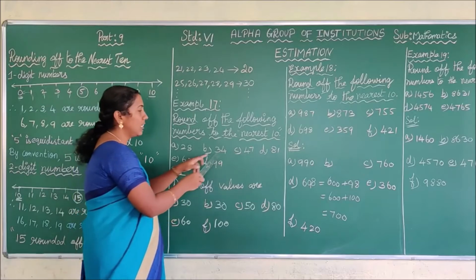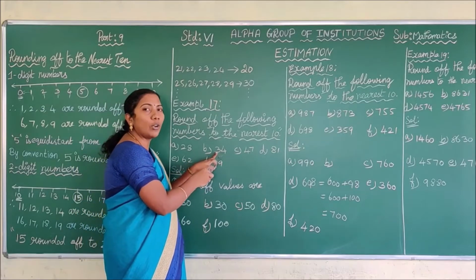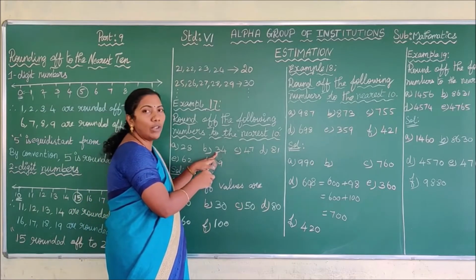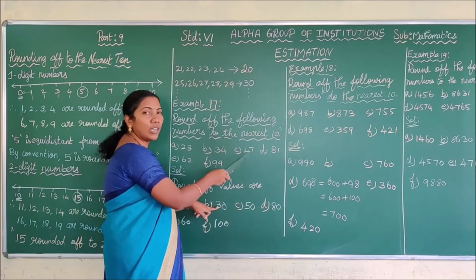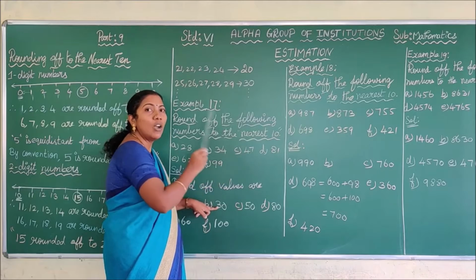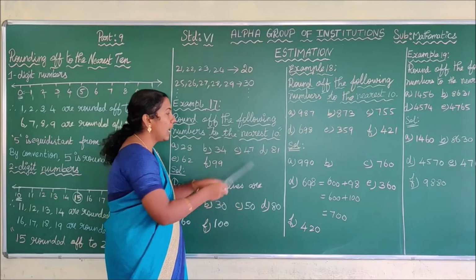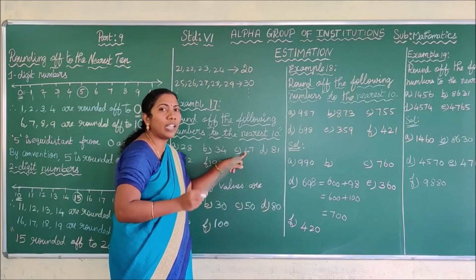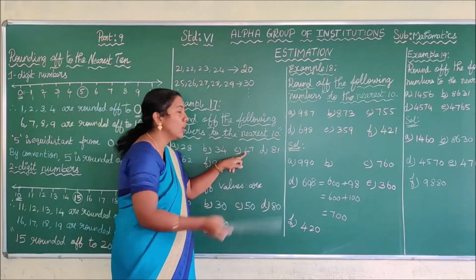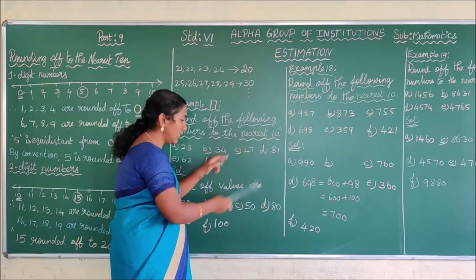Is it clear? See the next one. 34. What is the answer? Yes, some of you have guessed. What is the round up value of 34? Yes, 30. What is the round up value of 47? 47 lies between 40 and 50 and it comes after 45. That is, 45, 46, 47, 48, 49 are rounded up to 50. So the round up value of 47 is 50.